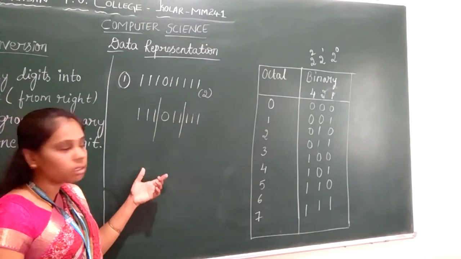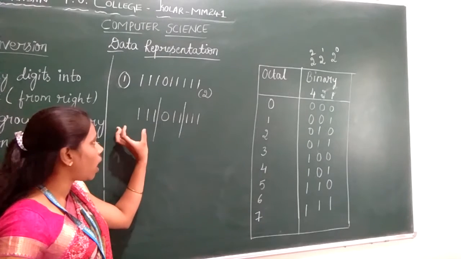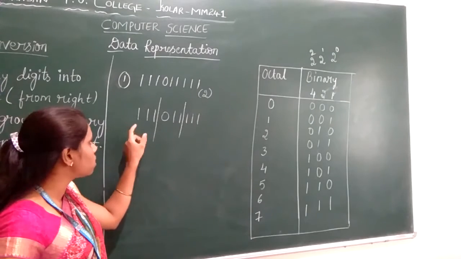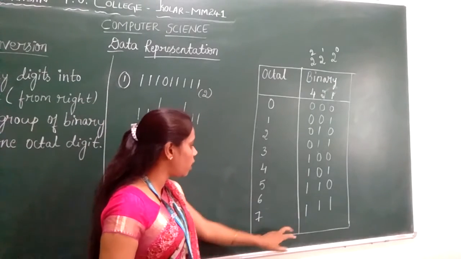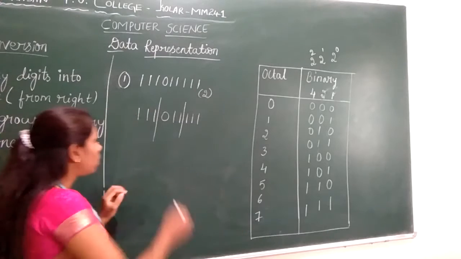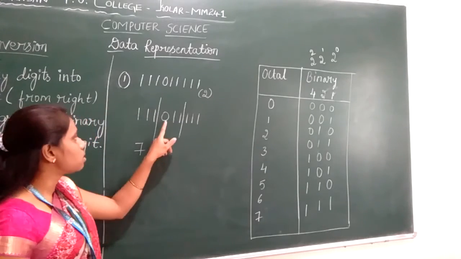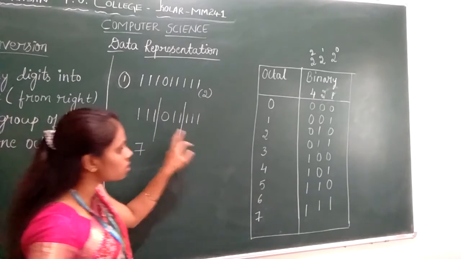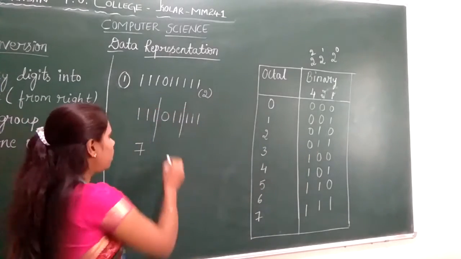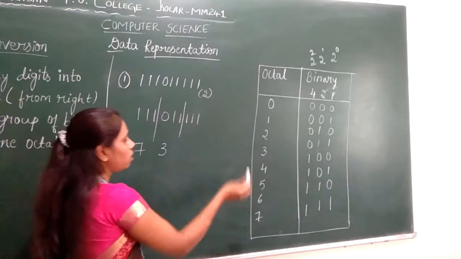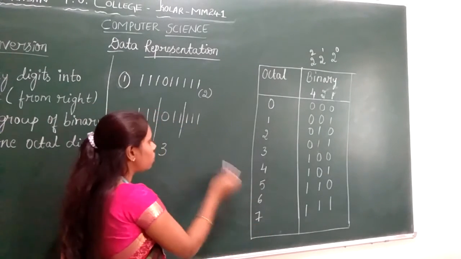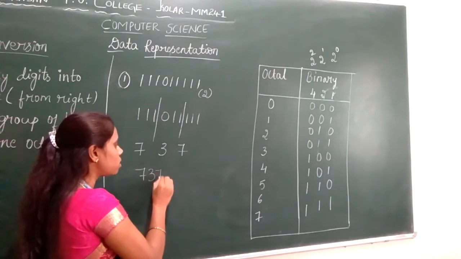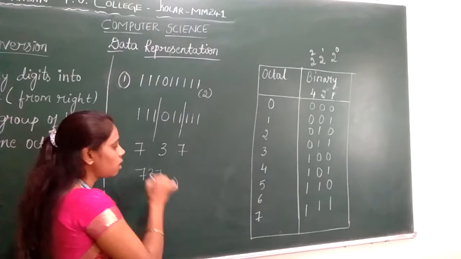Now after dividing this, write the octal equivalent value for the given binary digits. That is 1 1 1. The equivalent value for 1 1 1 is 7. Now write down 7. Next 0 1 1. The octal equivalent value for the binary digits 0 1 1 is 3. So I will write 3. For the last group, again 1 1 1, the octal equivalent value is 7. Now combining these 3 values we get one octal value, that is 737 base 8.